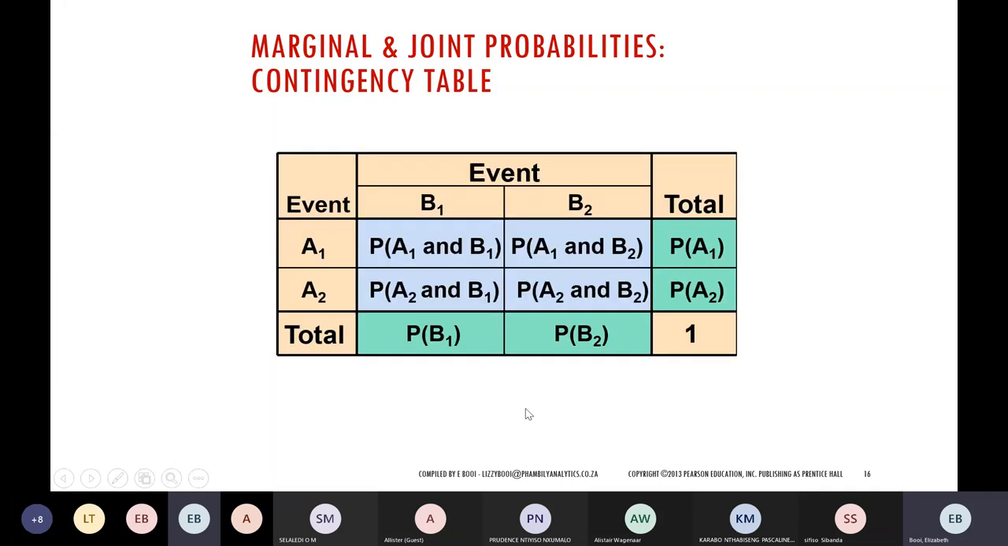Then we defined the contingency table. I'm not going to dwell too much on this because we know that on the total, we calculate simple probability. Within the table, we calculate the joint probability from those simple. And we know that the sum of all the values or the probability should be equal to 1.